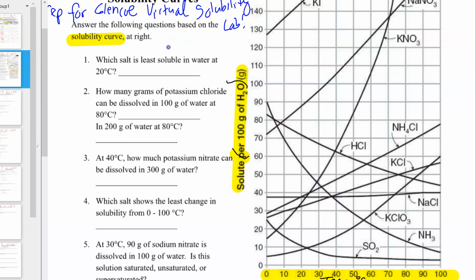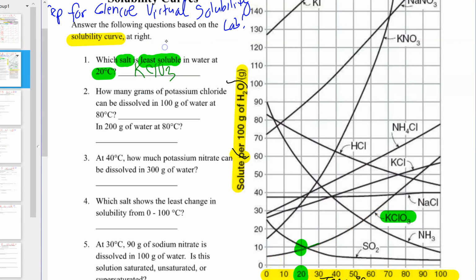So let's start with number 1. Number 1 says, which salt is least soluble at 20? So over here, we're going to go to 20, and we want to find the salt that's least soluble. You'd think, oh, one of these two, but check the label. SO2 isn't a salt. But the next one, right here, KClO3 is a salt. So the salt that is least soluble is potassium, KClO3, potassium chlorate. That's the least soluble salt because its line is right here. It's actually lower than the SO2. So potassium chlorate.